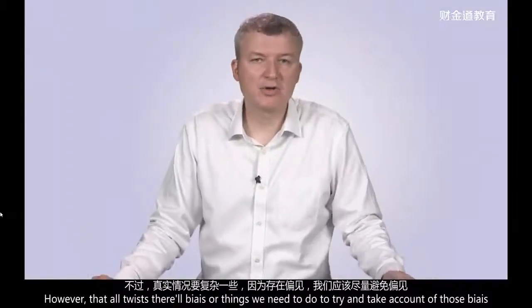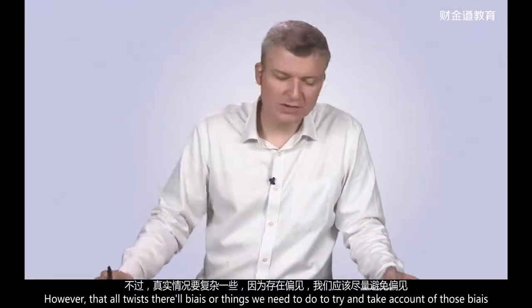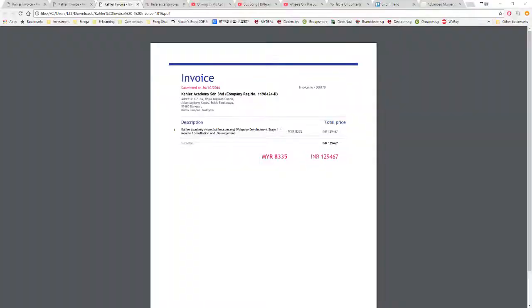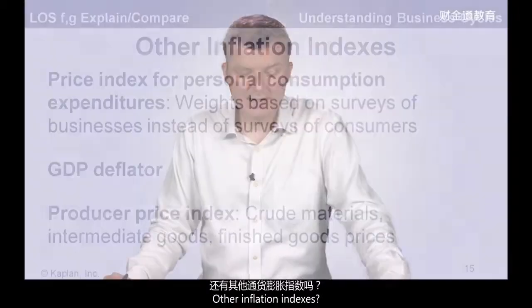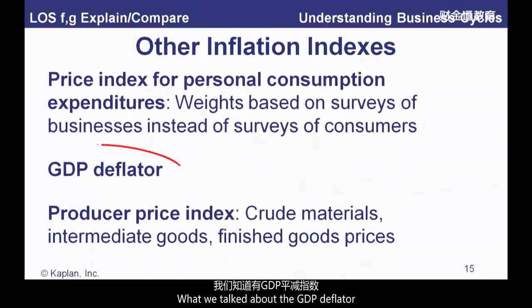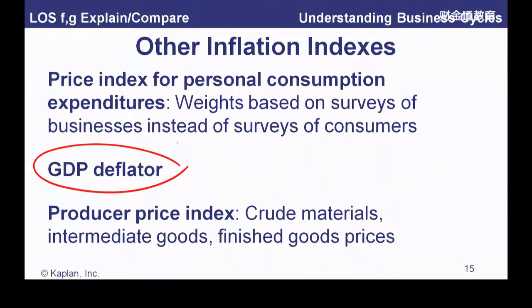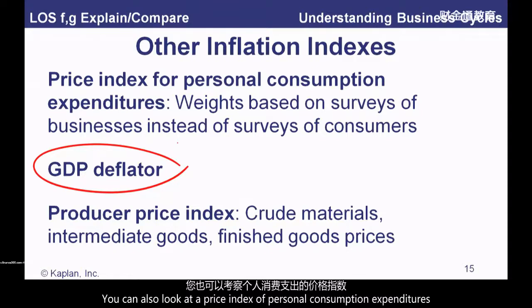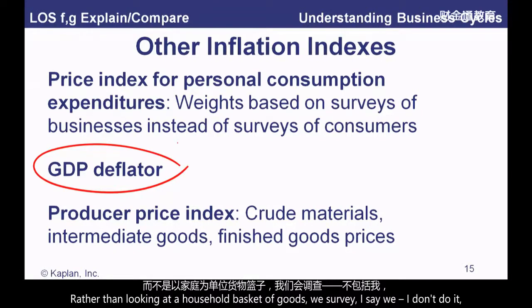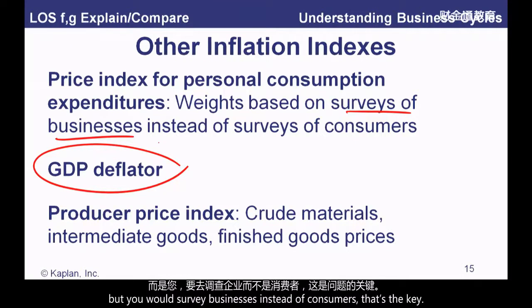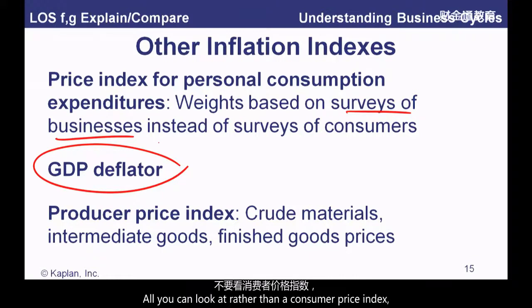However, there are twists, there are biases, and there are things we need to do to try and take account of those biases. Other inflation indices, well, we've talked about the GDP deflator a moment ago, real to nominal. The GDP deflator is another way of getting inflation. You could also look at a price index for personal consumption expenditure. So rather than looking at a household basket of goods, we survey, I say we, I don't do it, but you would survey businesses instead of consumers. That's the key.